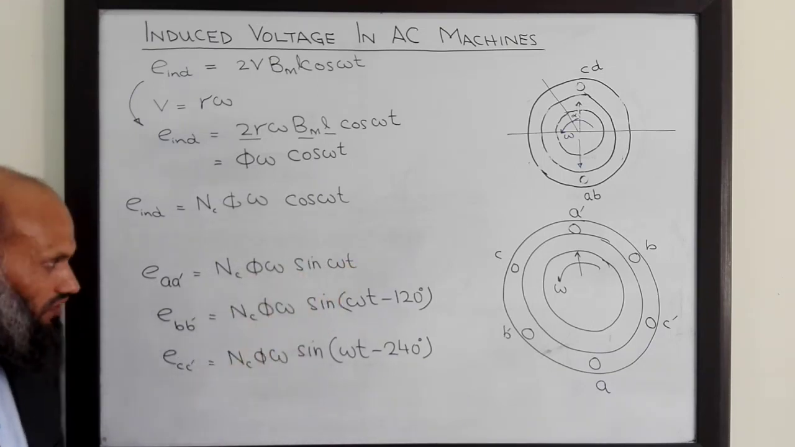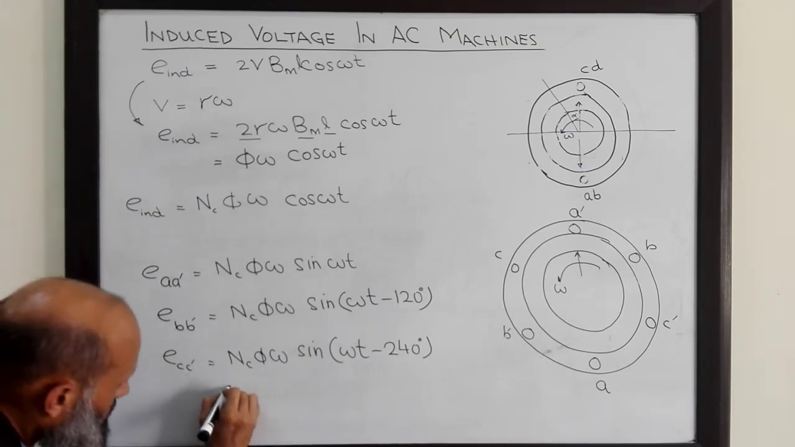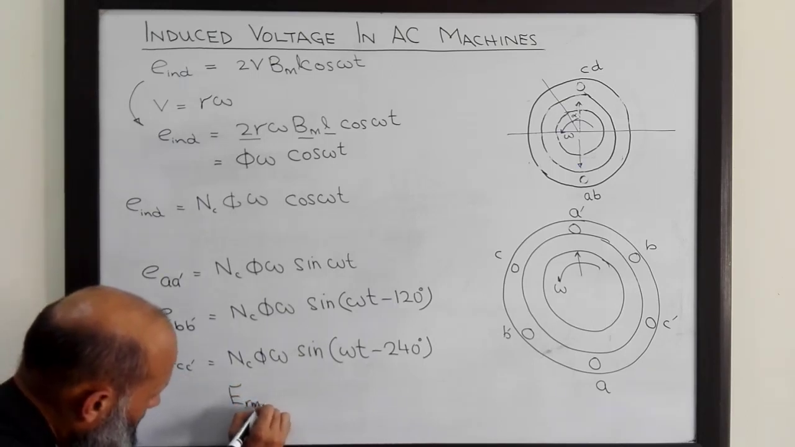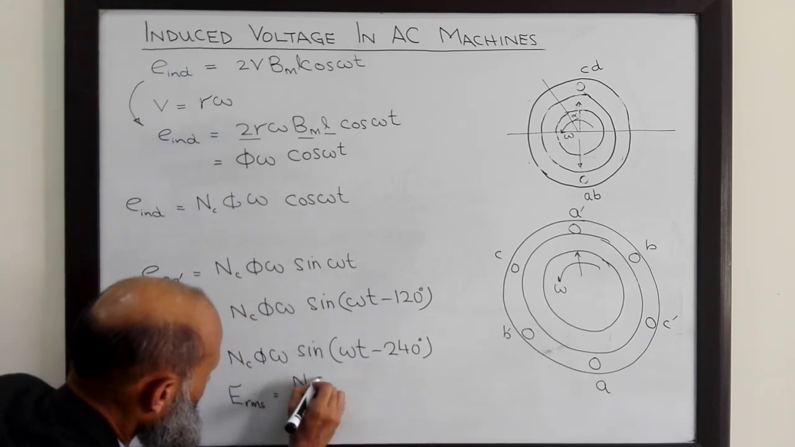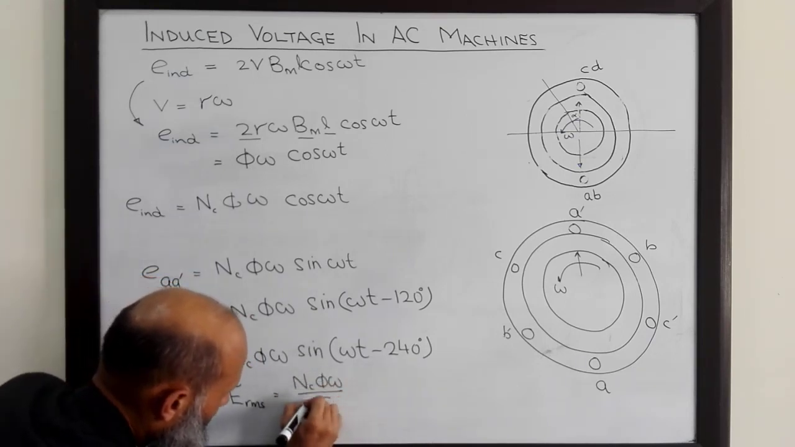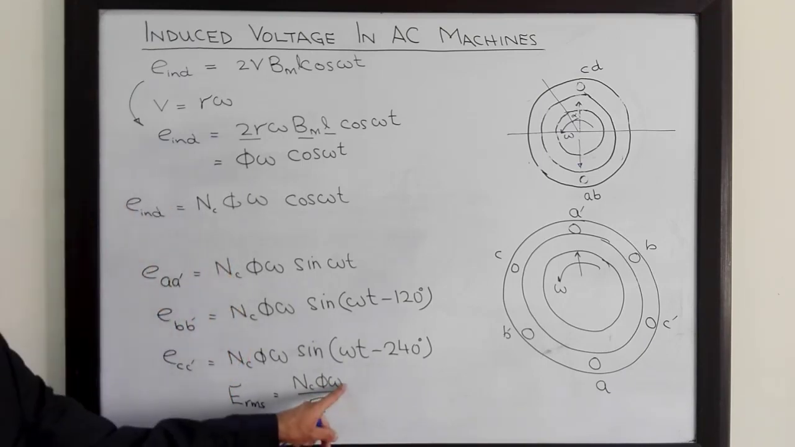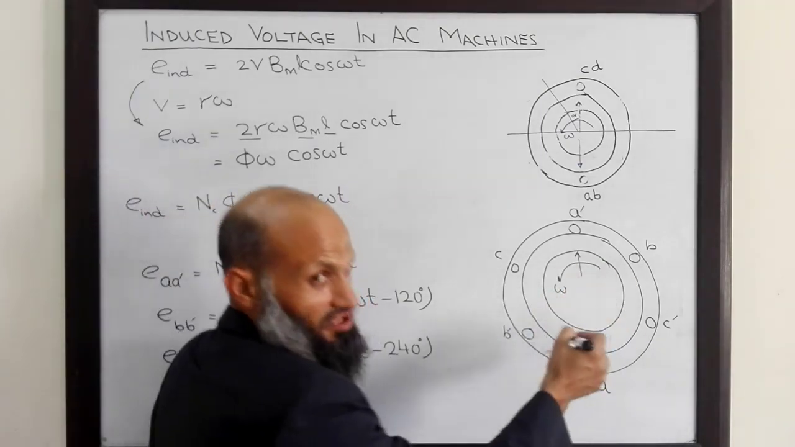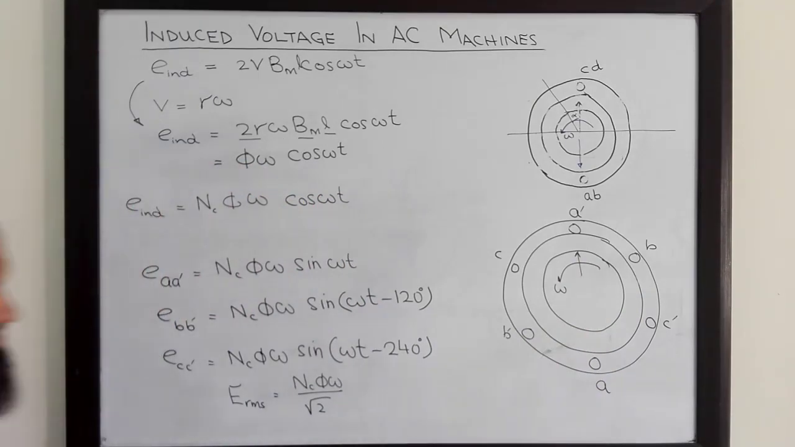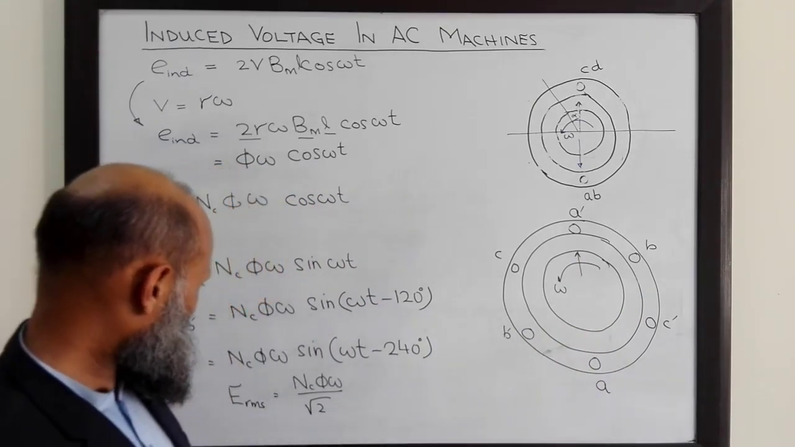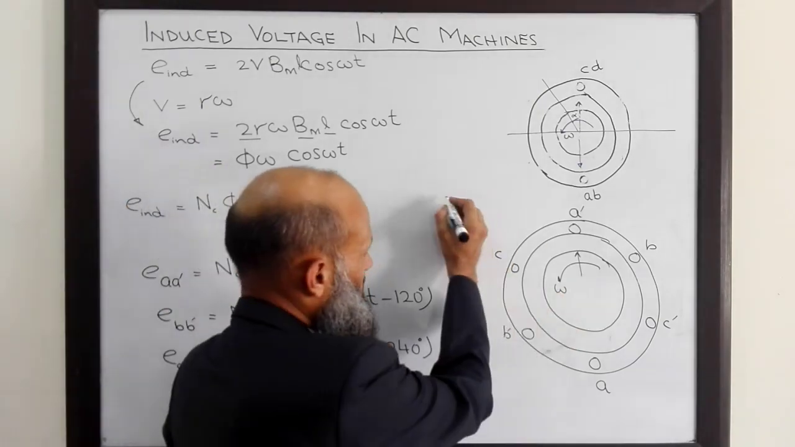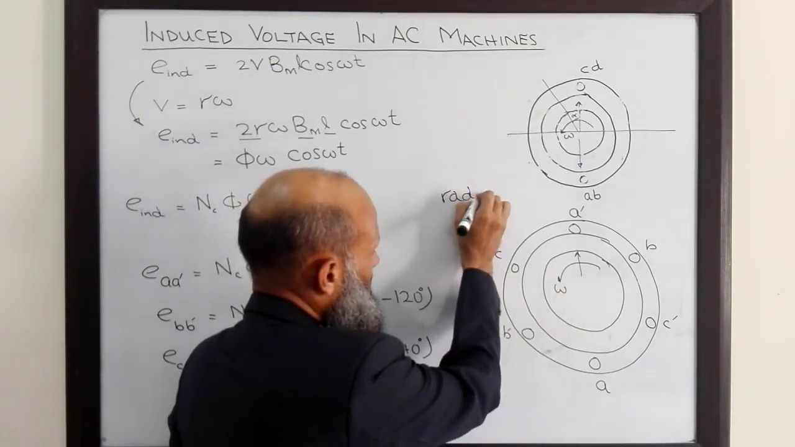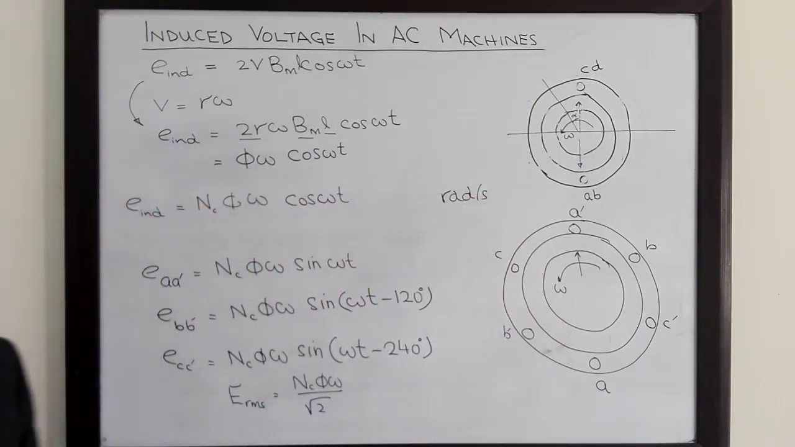If you wish, you can also write these voltages in terms of RMS. This is the peak value of the sinusoidal signal, so if you want to determine the RMS value, it is equal to the peak value divided by square root of 2. So NC phi omega divided by square root of 2, where omega is the speed of rotation of the rotor. Generally, omega is in radians per second, and we are more comfortable with revolutions per second or cycles per second.